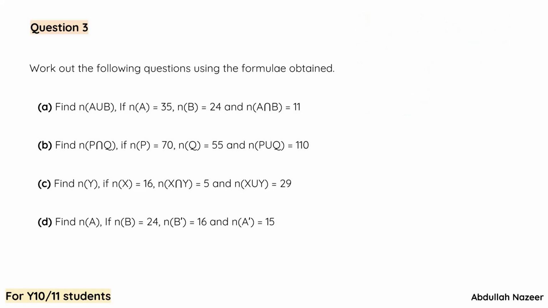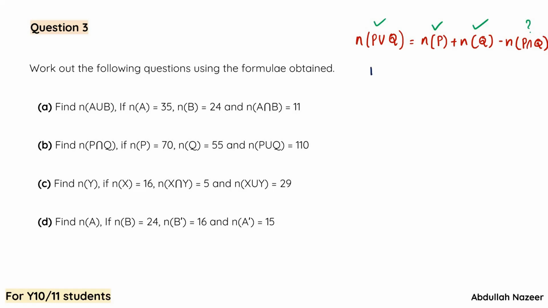Find n(P intersection Q) if n(P) is equal to 70, n(Q) is equal to 55, and n(P union Q) is equal to 110. Now we know the formula is the union set is equal to the sum of the two individual sets, take away the intersection set. And in this question they have given n(P), they have given n(Q), they have given n(P union Q). The question is n(P intersection Q). So let's go ahead and plug in the values.